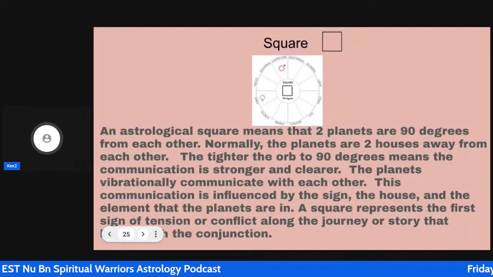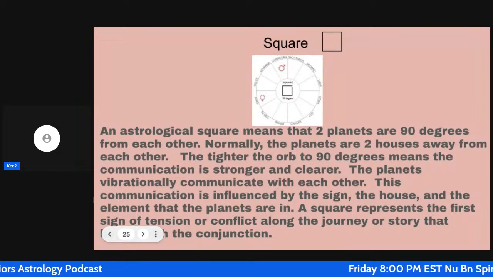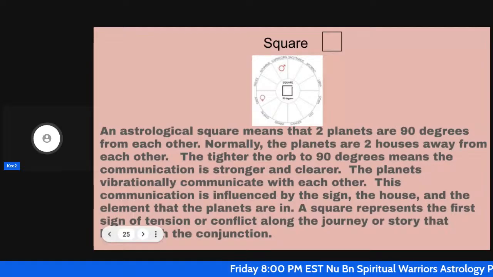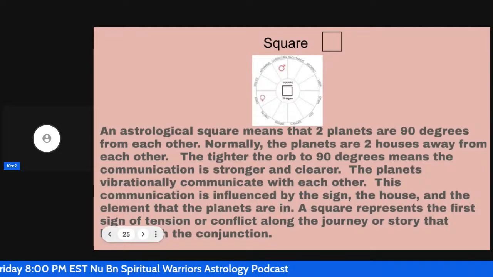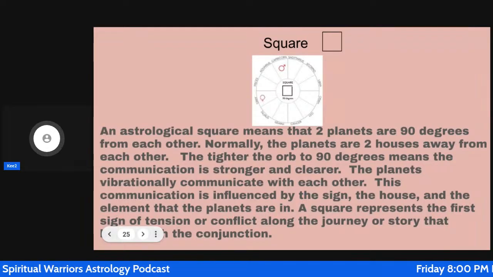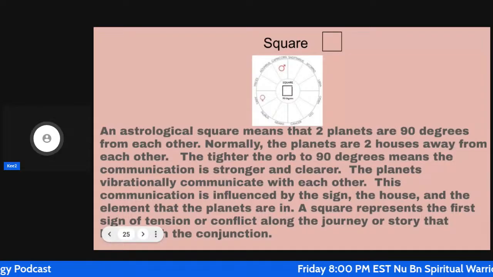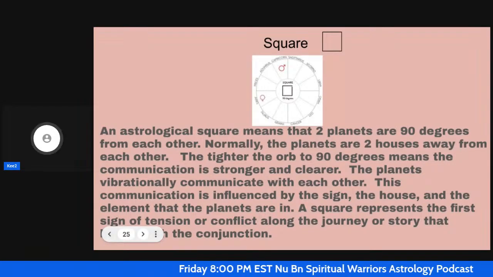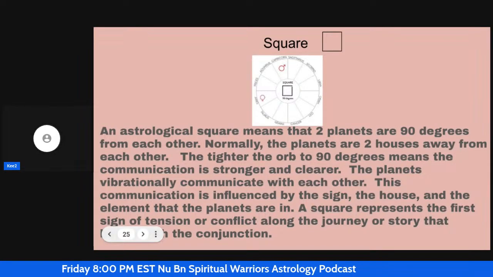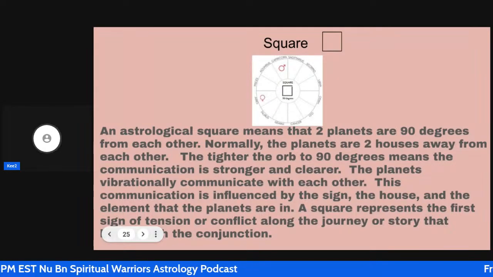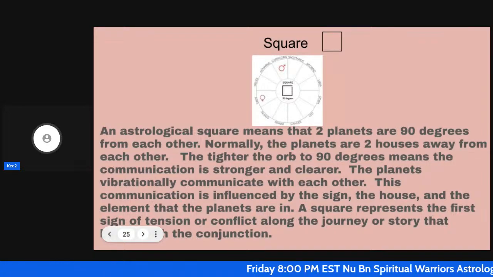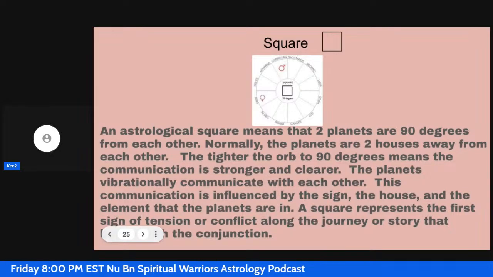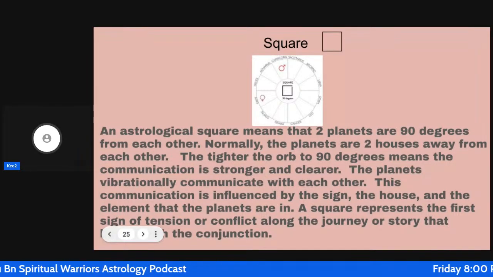An astrological square means that two planets are 90 degrees from each other. Normally, the planets are two houses away from each other. The tighter the orb to 90 degrees means the communication is stronger and clearer. The planets vibrationally communicate with each other. This communication is influenced by the sign, the house, and the element that the planets are in. A square represents the first sign of tension or conflict along the journey or story that began with the conjunction.